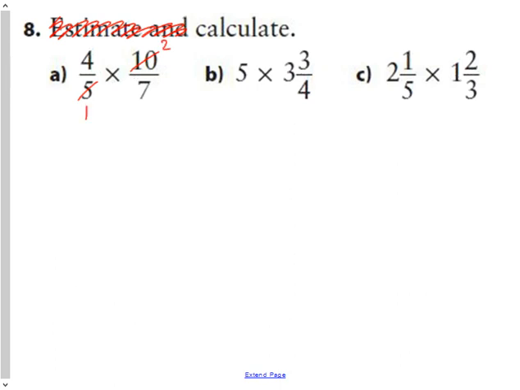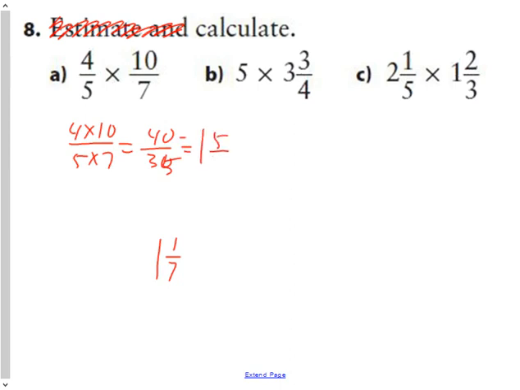Now when I multiply my numerator, it's going to be 4 times 2, not 4 times 10. And 1 times 7 instead of 5 times 7, giving me 8 over 7, which is equal to 1 1/7. So your answer is 1 1/7. However, if you didn't cross-reduce, then you would have done 4 times 10 and 5 times 7, which is equal to 40 over 35, which is equal to 1 and 5 over 35, which is equal to 1 1/7 because both are divisible by 5. So you could have done that without cross-reducing and still got the same answer as well.